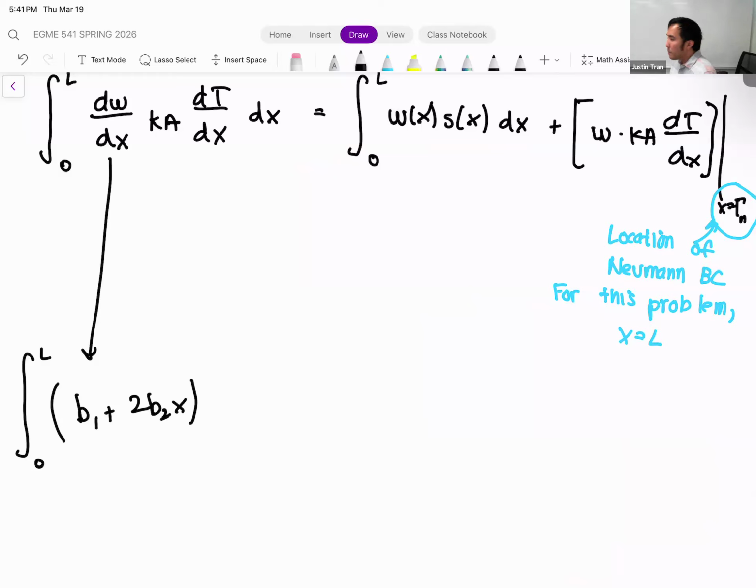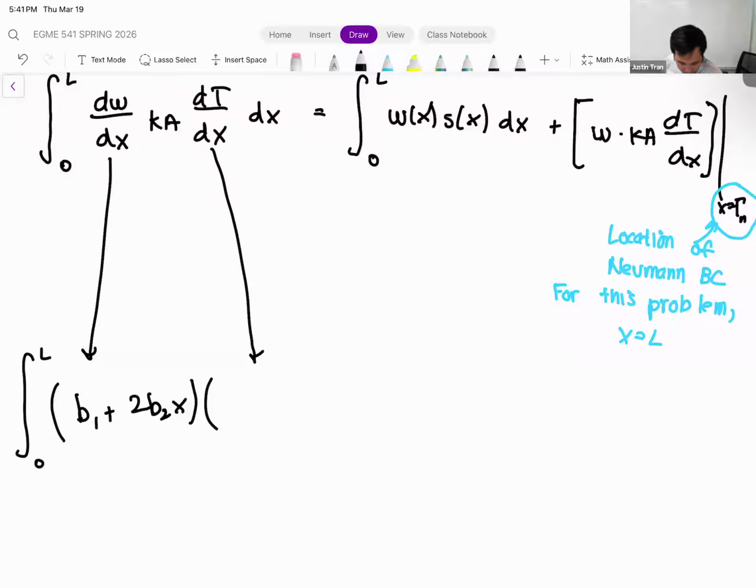We have k times a, but for this particular problem, k is equal to 2 and a is equal to 0.5. So those two quantities are just going to cancel out. Or they don't cancel out, they equal 1, which essentially cancels out. Okay. Next, we have the derivative of t.